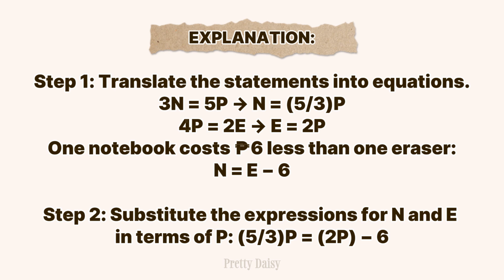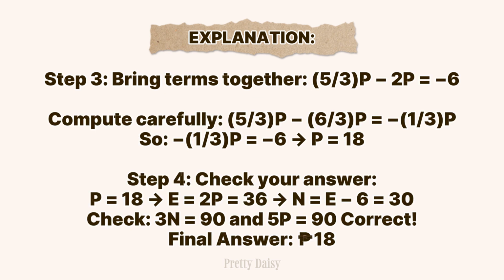Step 2. Substitute the expressions for n and e in terms of p. 5/3 p equals 2p minus 6. Step 3. Bring the terms together.